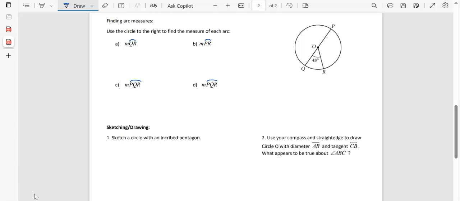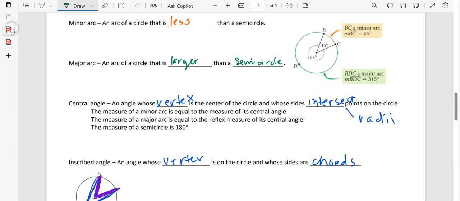Just like when we write the measure of an angle, we write M angle whatever. When we write the measure of an arc, we put an M in front of it, and that's how we indicate that we're talking about the measure of the arc, not the actual arc itself. This is different than arc length, which we will go into in depth later. So the measure of the arc really has to do with the amount of rotation from the first endpoint to the second endpoint, and that directly corresponds to its central angle measure.